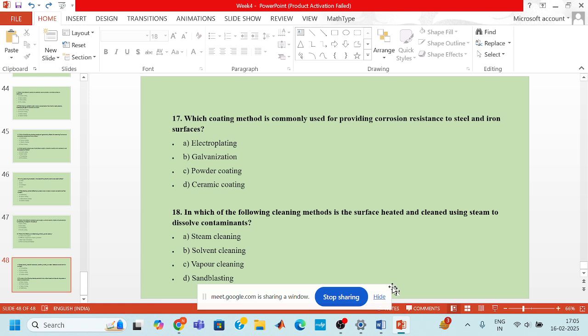Okay, the last question. In which of the following cleaning methods is the surface heated and cleaned using steam to dissolve contaminants? Options are A, steam cleaning, B, solvent cleaning, C, vapor cleaning, D, sandblasting. Steam cleaning. Okay, anyone else? Yes, steam cleaning is the correct option.